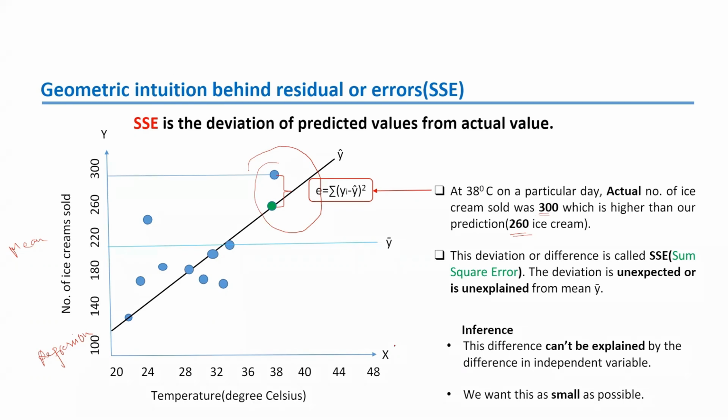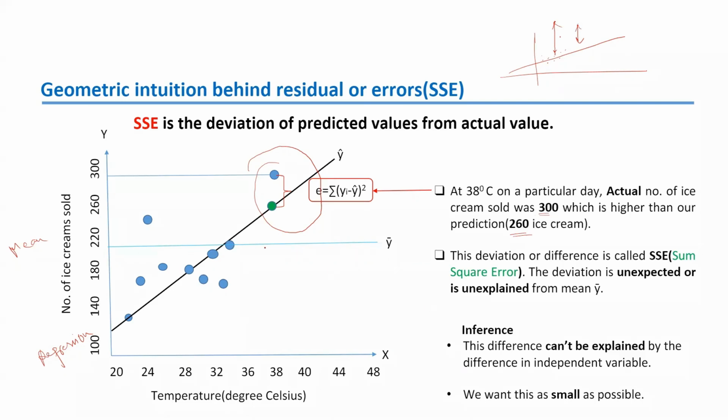We want this as small as possible. So obviously, whenever we create a regression line, we want all our points to be as near as possible, so that it passes through all the points. If we have points like this, this, and this, obviously the error will increase, and it will be hard to explain the difference. So this is called the SSE, sum squared error.